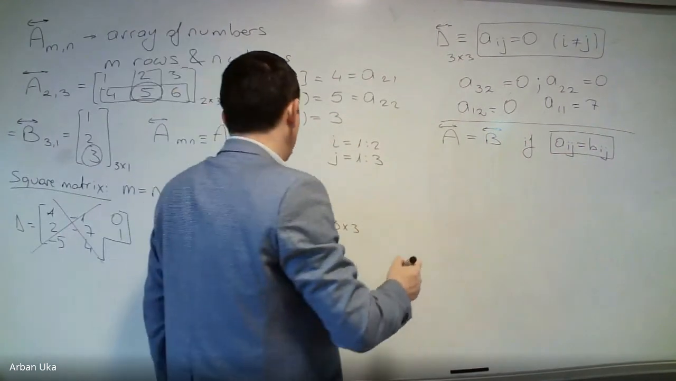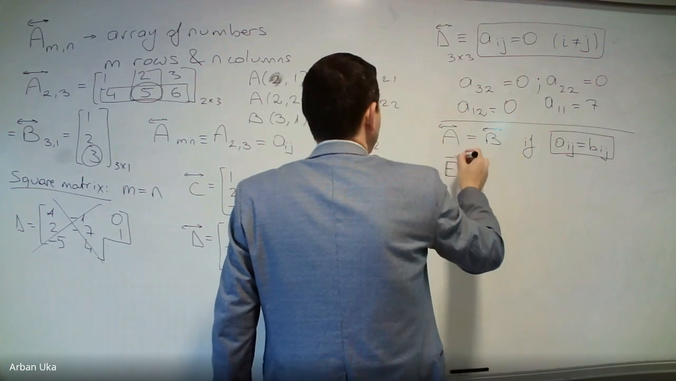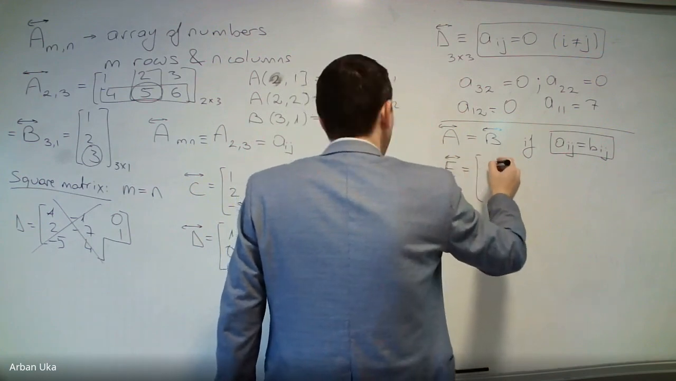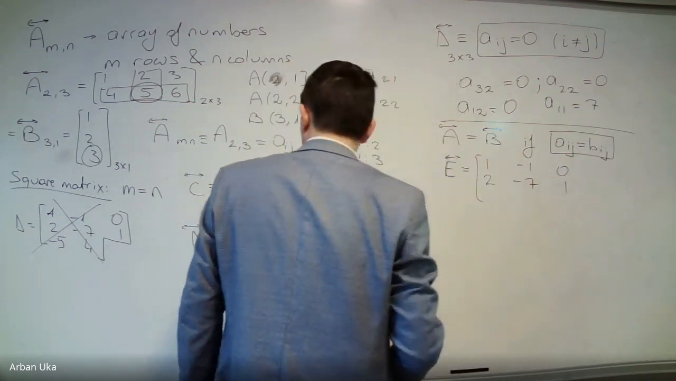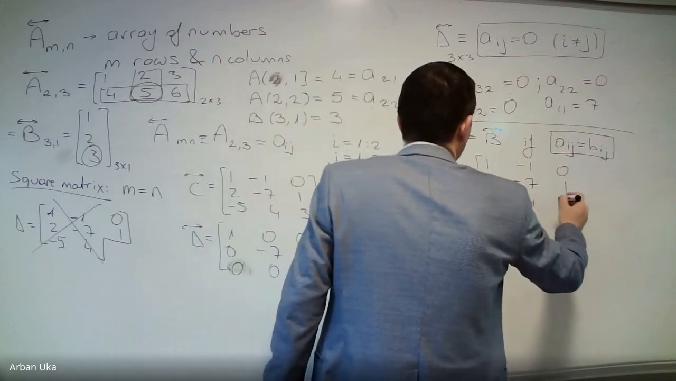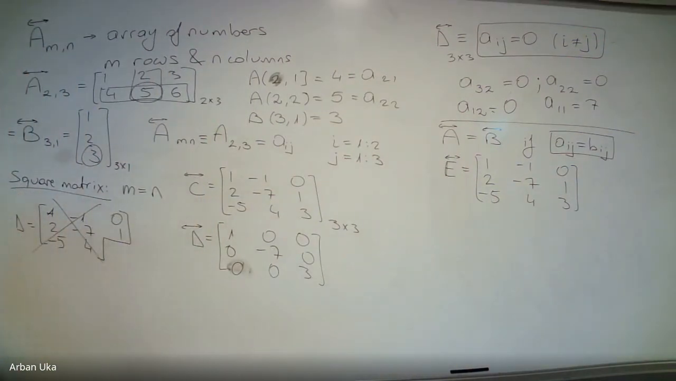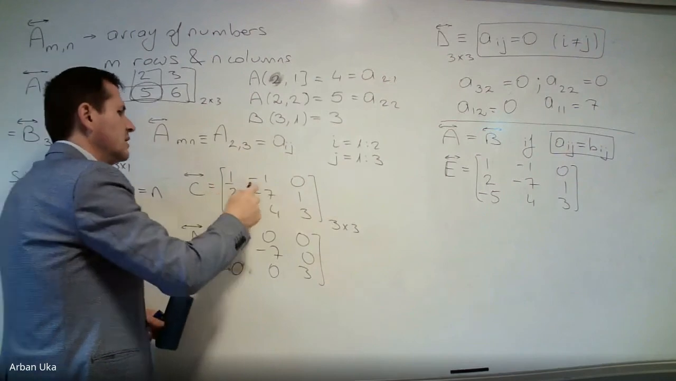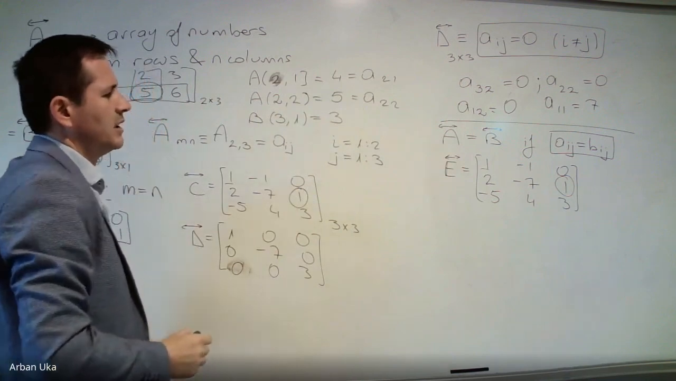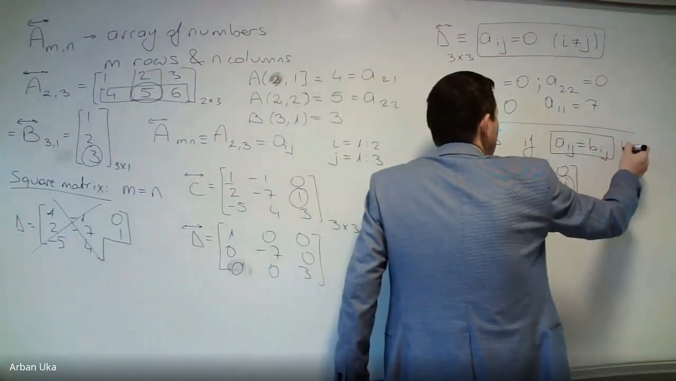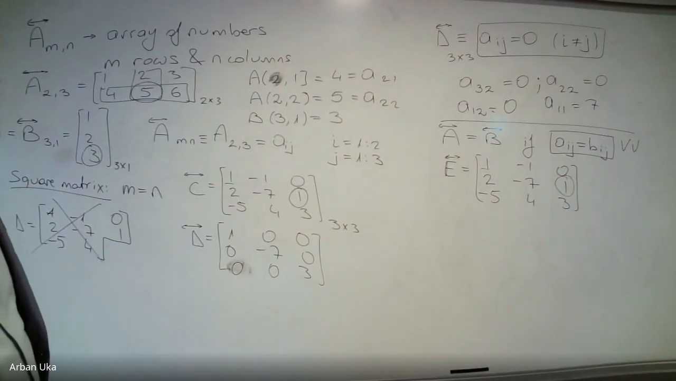For example, let's have another matrix, call this one matrix E, and we can write it as 1, minus 1, 0, 2, minus 7, 1, minus 5, 4, 3. Then the question is whether matrix C is equal to matrix E. We can just check them one by one. If the first element here is equal to the first element here, or if the second row, third column is equal to the second row, third column. If we check them all one by one like this, then we may confirm that these two matrices are equal to each other.